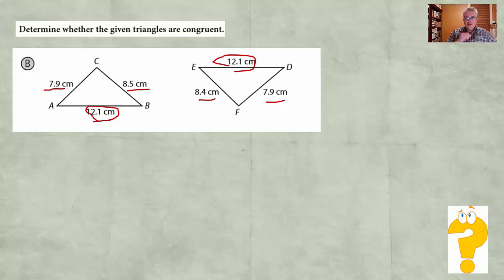Because if I put them on top of each other, excuse me, CB would be longer than EF. So this is not congruent. The parts don't match. So not congruent.